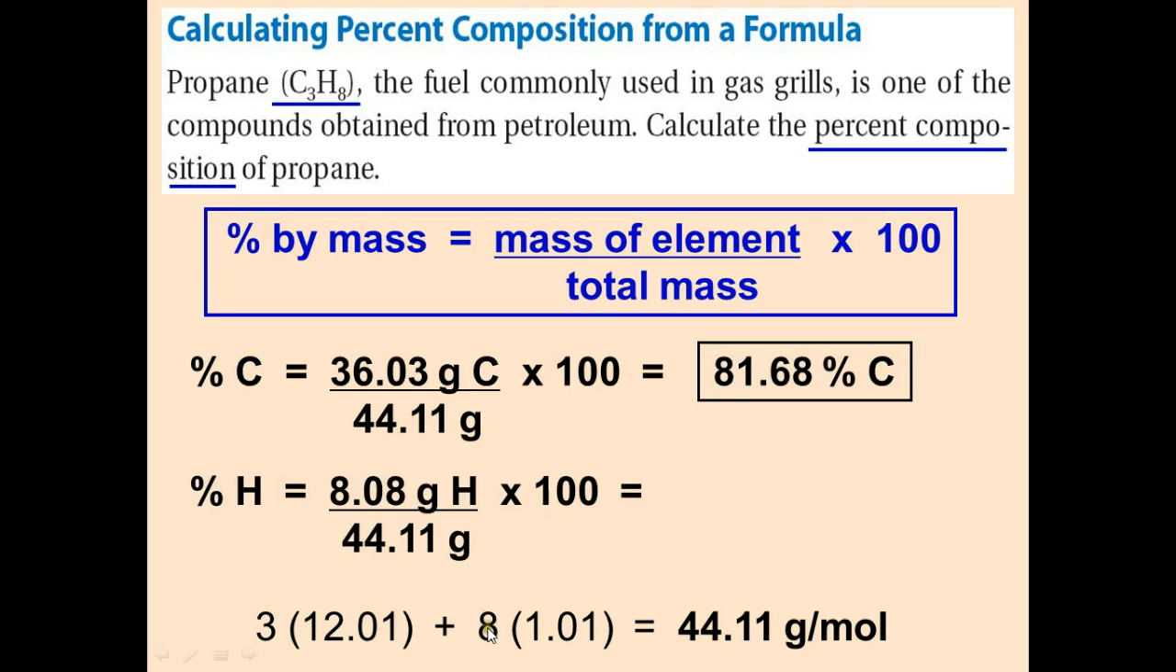And then finding the percent of hydrogen is this part of the formula, so 8 times 1.01, which is hydrogen's atomic mass, and the number of hydrogens, and then we divide by the total, which is 44.11, and multiply by 100, and we get 18.32. And again, you could have just got the percentage of carbon and subtracted this from 100, and you would have got the same answer for the percent composition of hydrogen.